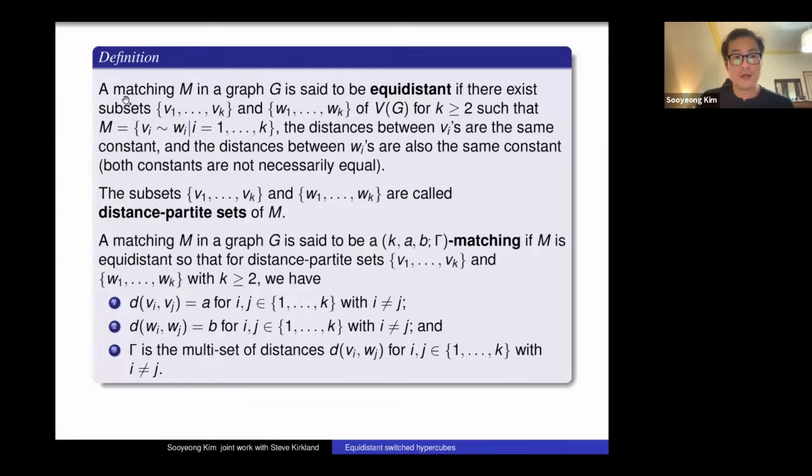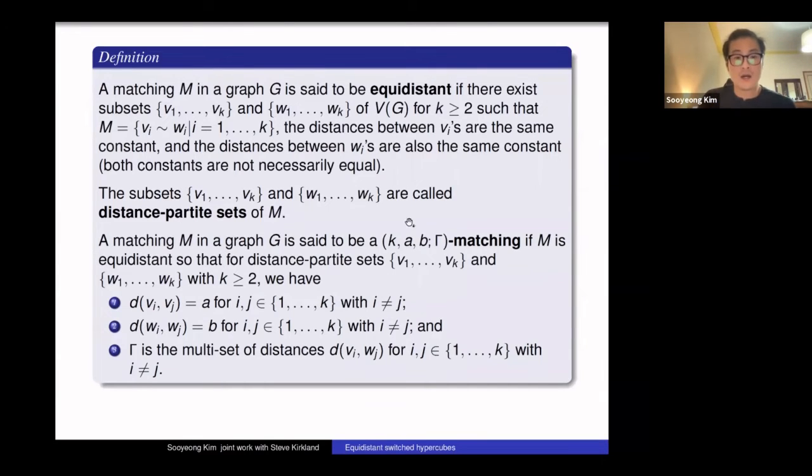When we pick a matching in a graph, it is said to be equidistant if there exist two subsets such that the mutual distance between the Vi's in this set is constant, and similarly the mutual distance between the Wi's for this set is also constant. We also use this terminology for these two subsets: we call them distance partite sets.